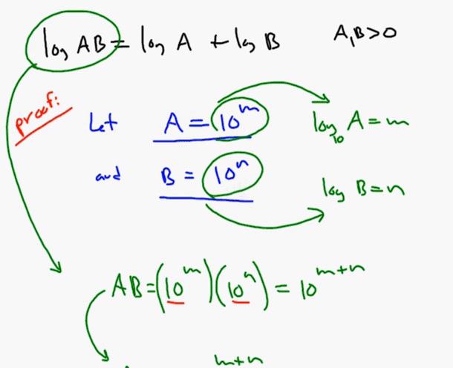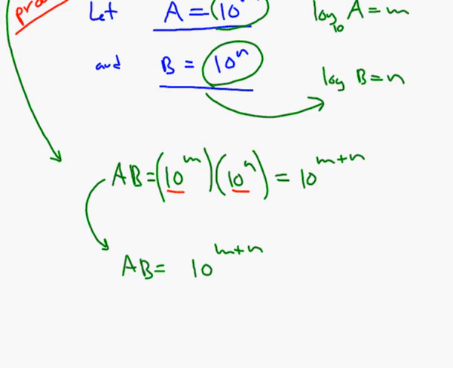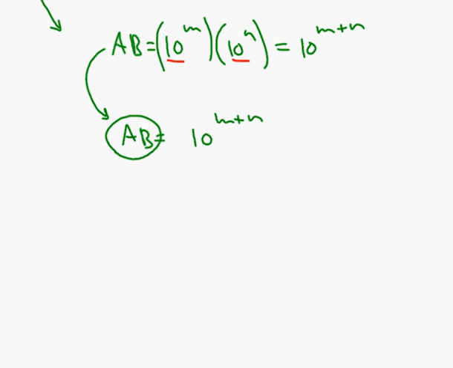Well, if I look on the left side, I see the log of A times B. And if I look down at what I have so far, I only have A times B. I really want a log to be there. So I'm going to do that next. I'm going to say the log of A times B is equal to the log of 10 to the m plus n power.